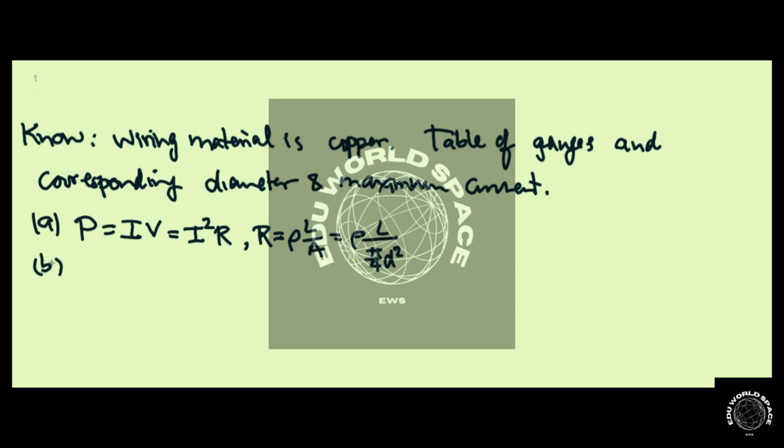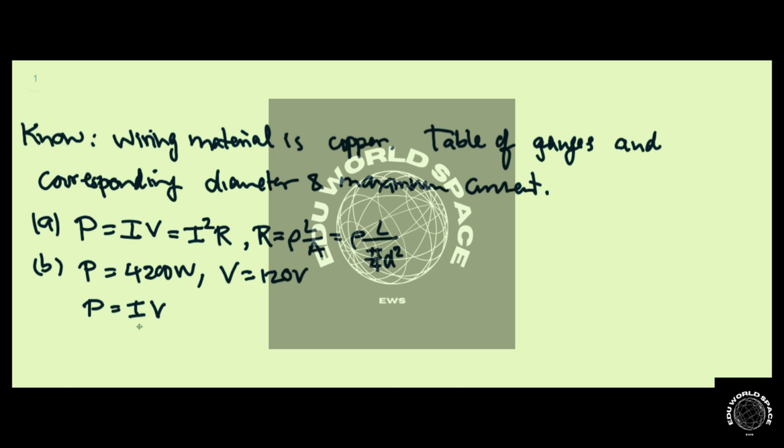Now, part B, we are asked to find the thinnest possible wire that we can use when we have a power of 4,200 watts and the wire is connected across a potential difference of 120 volts. So from here, we're given a power and a potential difference, and we need to find the diameter. So what we can do is use P is equal to IV, right?